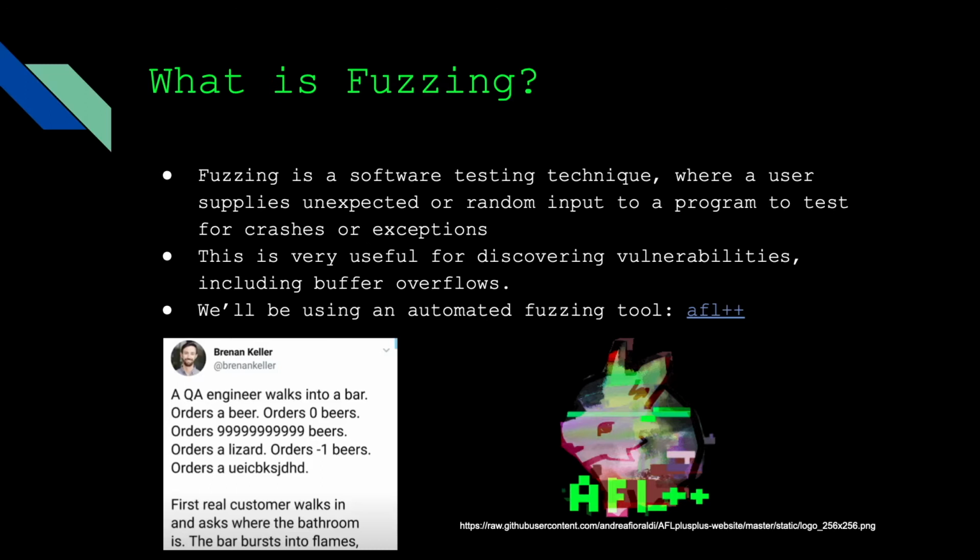And I'll be teaching you guys the very basics of how to use a tool called AFL++. That is basically just a super fast fuzzer that generates random payloads and throws them at binaries a lot faster than any human could. So we'll get to that.